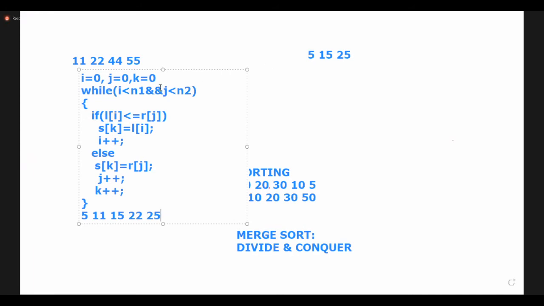So what is the condition here? I less than N1: I value is now 2. What is the J value? J is equal to 3, N2 value is 3, so J less than 3 is not satisfied. The condition is false, so we exit from this loop. After this, we come to the next statement. What is the next statement here?